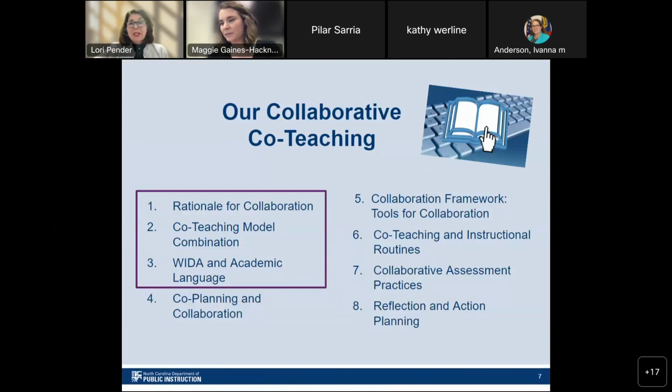Our collaborative co-teaching has 8 sections, but we want to focus on the first 3 today. They take a little bit longer, especially number 2. Number 1, rationale for collaboration. Number 2, co-teaching model combination. And number 3, WIDA and academic language. So today we'll focus on those 3, and then when we come back together next Wednesday at the same time, we will focus on 4, 5, 6, 7, and 8.